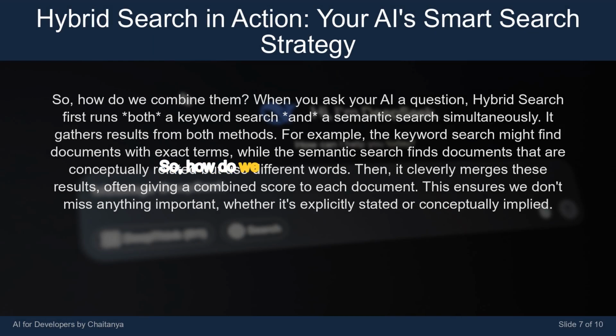So, how do we combine them? When you ask your AI a question, hybrid search first runs both a keyword search and a semantic search simultaneously. It gathers results from both methods. For example, the keyword search might find documents with exact terms, while the semantic search finds documents that are conceptually related but use different words. Then, it cleverly merges these results, often giving a combined score to each document. This ensures we don't miss anything important, whether it's explicitly stated or conceptually implied.